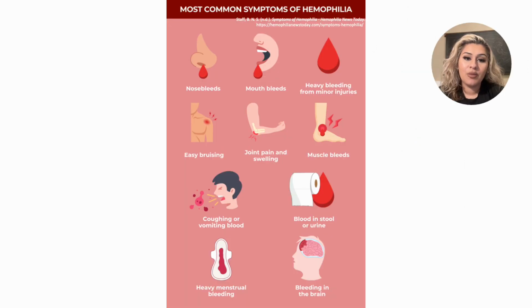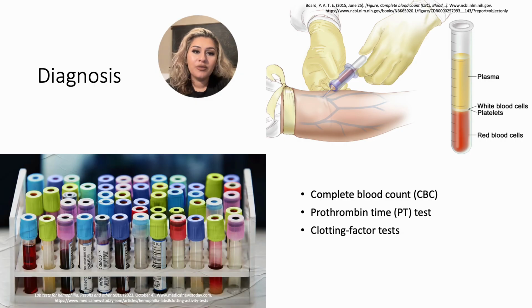Common signs of hemophilia include frequent and hard to stop nosebleeds, heavy bleeding from minor injuries, bleeding into the joints, bleeding into the skin, bleeding of the mouth, bleeding after having shots such as vaccinations, and bleeding in the urine or stool.